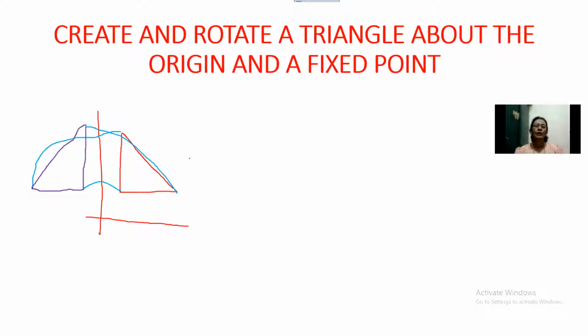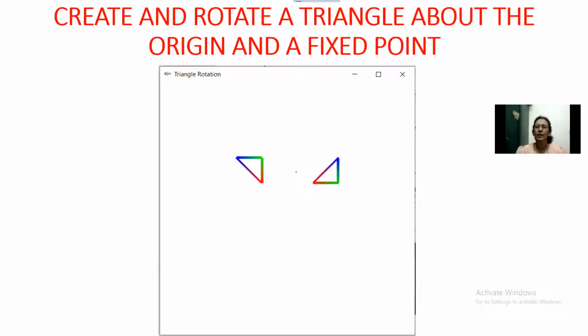Now, suppose it is about the fixed point, then we take the fixed point and we just have to rotate the triangle. Before we go into this, we will first see the basics. Say this is our original triangle.